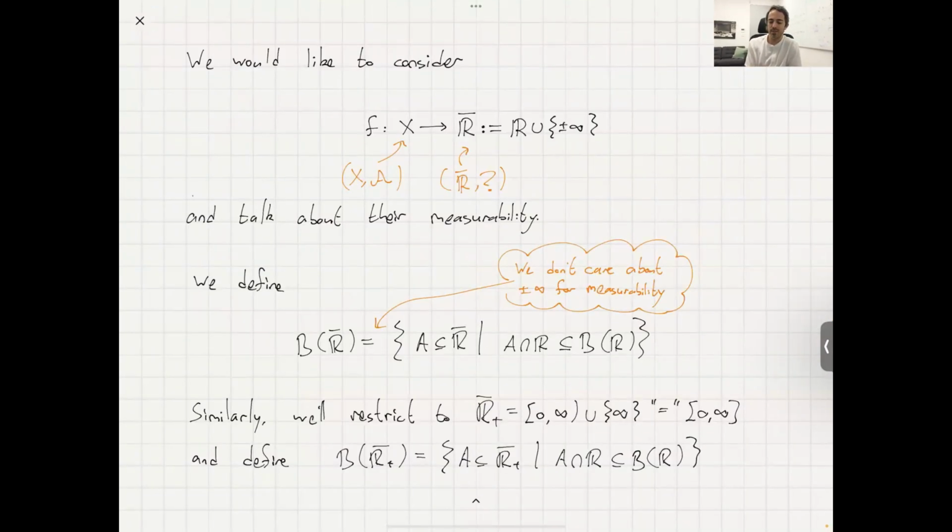Now, I do want to move on to talk about the Lebesgue integral for general functions, not just non-negative, but general functions, like measurable functions. That's what I mean by general.